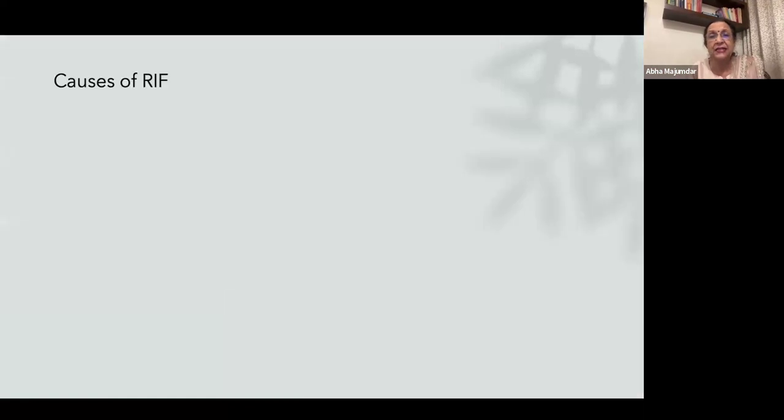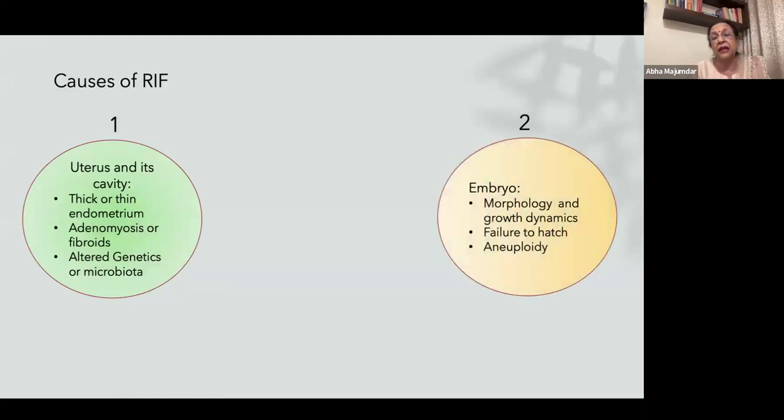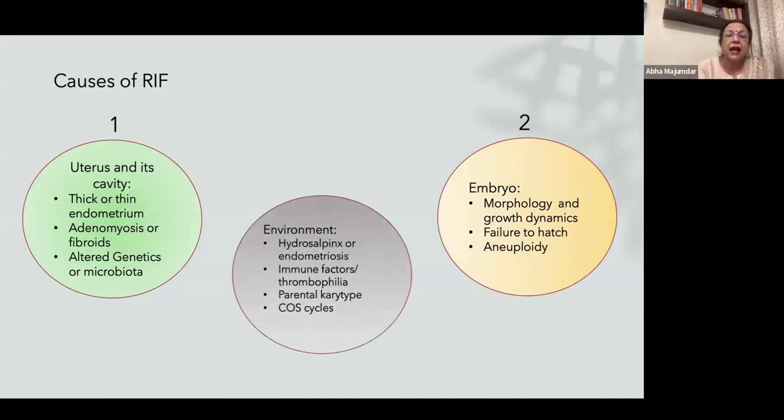Now, having said that, I'll come to the causes of RIF. The one we think is most common is uterus and its cavity, and embryo morphology, growth dynamics, failure to hatch, and euploidy. This is important, but we have to switch these two. I think number 1 is the embryo and number 2 is uterus and its cavity. And the third one is environment, whether it has got any problems around the uterus, which can reduce the implantation potential of that endometrium.